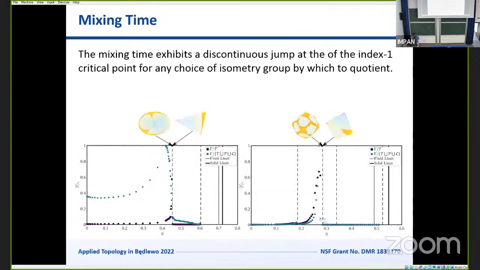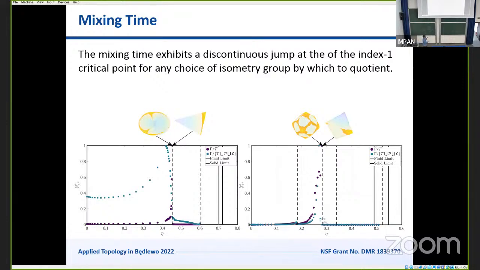So here's how it works. I've got my configuration space of disks and spheres, and here we're looking at packing fractions. You should think about the disk shrinking as I go in this direction. What we find is that the diameter is pretty small because I'm stuck in the component until it connects up, and then I have this spike. And I see that, interestingly, no matter which isometry group I mod out by, that was not obvious, but it works. We see that both in 2 dimensions and in 3 dimensions.